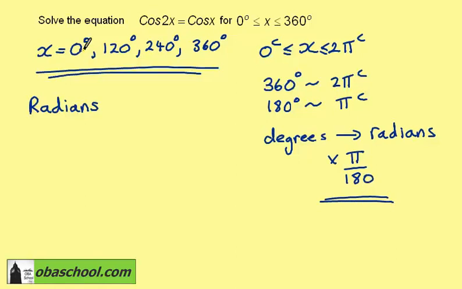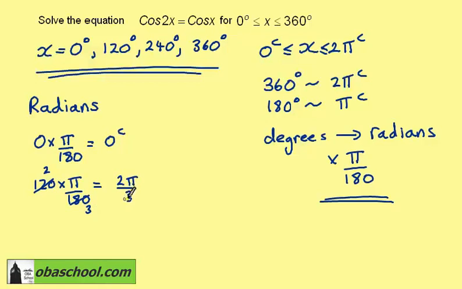So what we can do is solve an equation in degrees and then convert into radians. We could do that with all of these solutions. 0 times pi over 180 would be 0 radians. 120 times pi over 180, 60 goes into 120 twice, and into 180 3 times, so we get 2 pi by 3 radians.